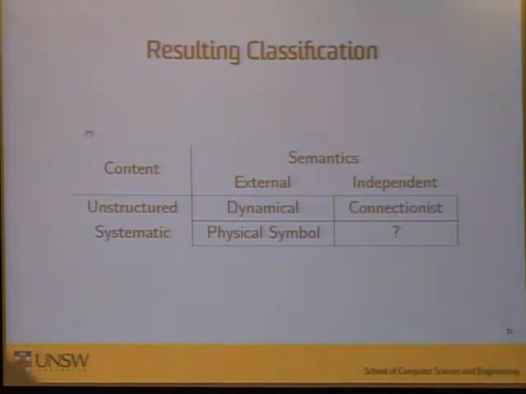So rather than just having cognitive systems and everything else, you end up having, for example, physical systems classified as a system with systematic representations, but with external semantics. And a neural network might be considered to have unstructured representations, but with independent semantics. So the neural net, through a process of, say, backpropagation, develops its own representation of whatever it is that it's trying to perceive or do.